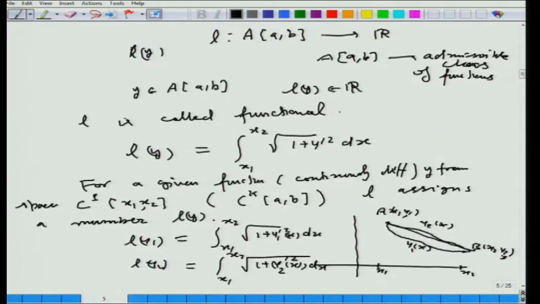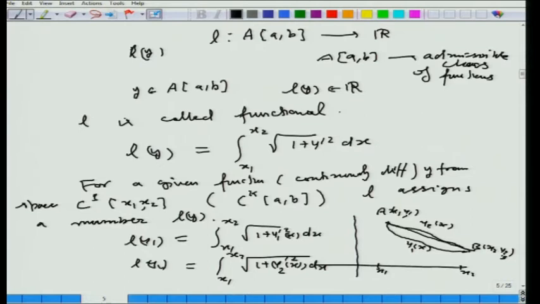It assigns a number L y, which is a real number, and it is given, like in this example, by the integral from x 1 to x 2 of square root of 1 plus y prime square dx. So, given y, we have the length L as a non-negative real number, such that it assigns to each smooth curve, so that y prime is piecewise continuous, so that this integral is well defined. So, this L will assign a number to such an admissible curve.